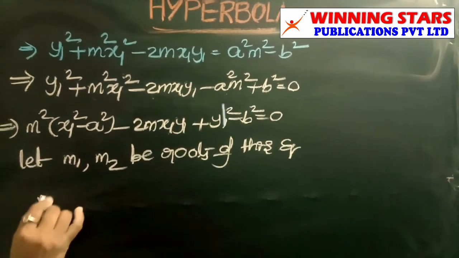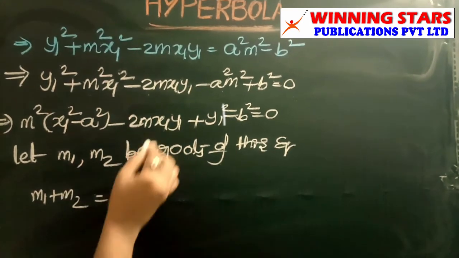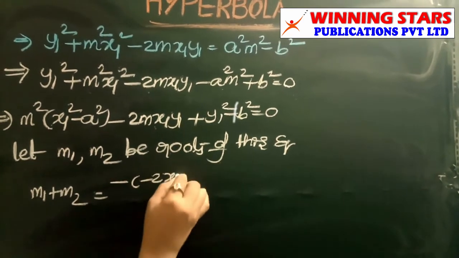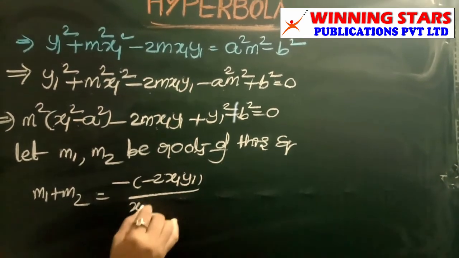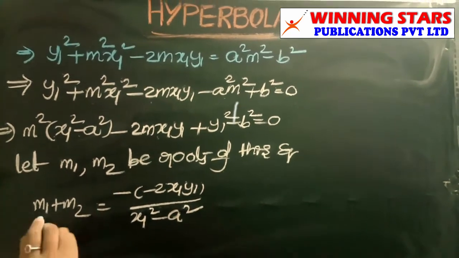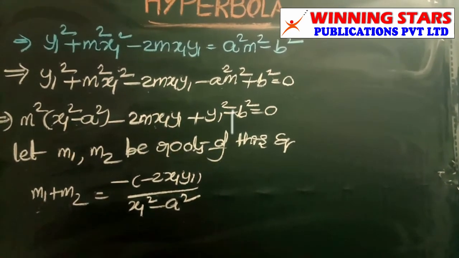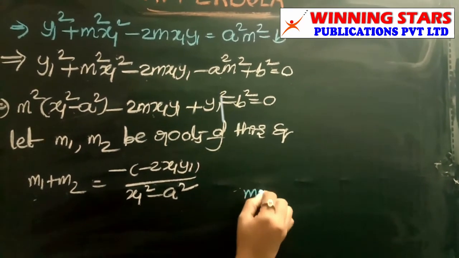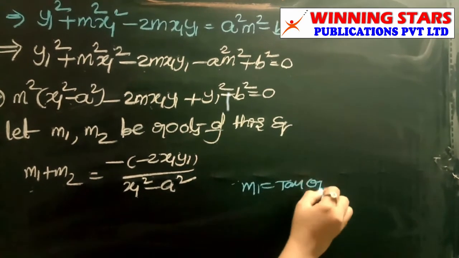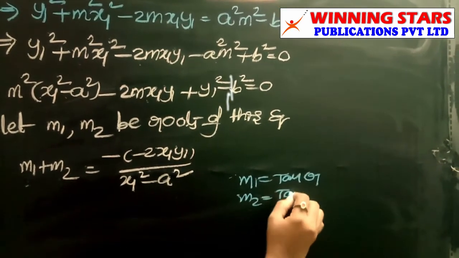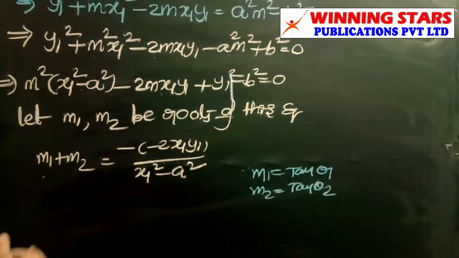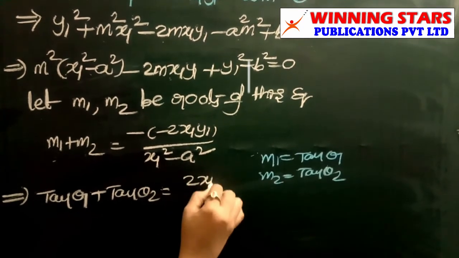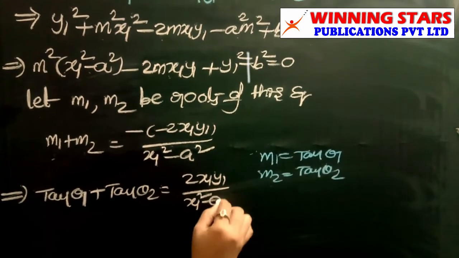Now what is the sum of the roots m1 + m2? The formula is −(x coefficient)/(x² coefficient), that is −(m coefficient)/(m² coefficient): −(−2x1y1)/(x1² − a²). What are m1, m2? m1, m2 mean slopes of the tangents. Already we know that the tangents make angles θ1, θ2 with the x-axis. That is, we take m1 = tan θ1 and m2 = tan θ2. Replacing those values here, tan θ1 + tan θ2 = 2x1y1/(x1² − a²).